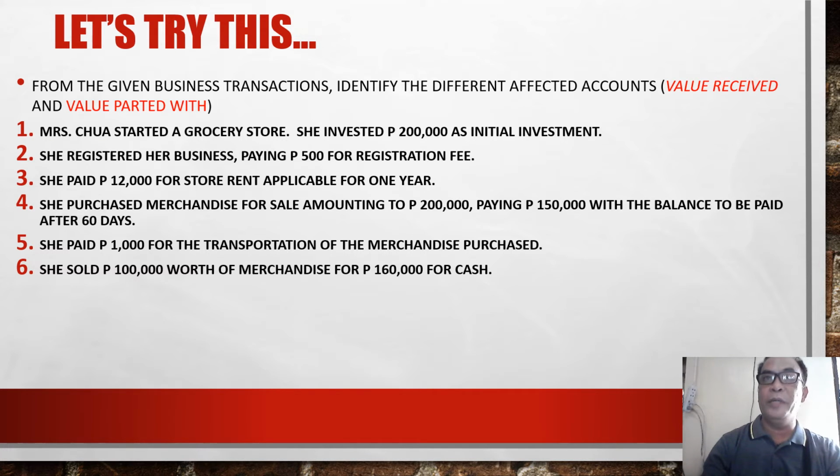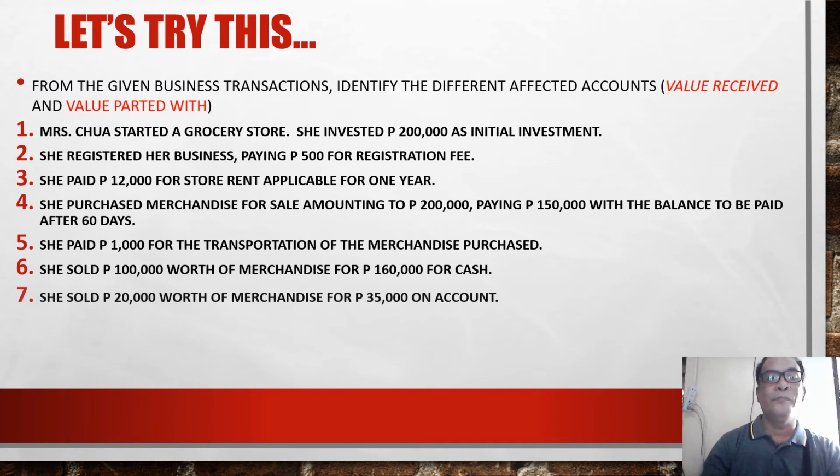Basta nagkaroon ng bentahang naganap, whether it is utang or in cash, automatically we're going to have an income account. Ang normal balance po ng income natin ay credit. Lagi po siyang nasa credit side. At ganun din yung capital po ng owner natin, ang normal balance ay sa credit din.